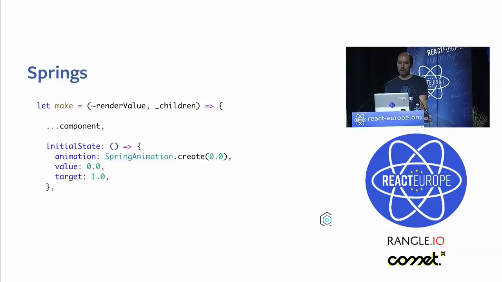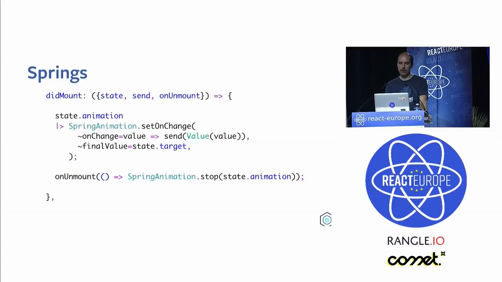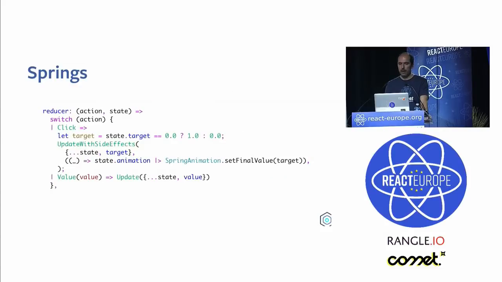So in this case, we're going to take as a prop a render value, just because we want to be a little bit flexible about how to show what the current value is. And then initialize the state by creating the animation. And on mount, we will specify the properties of this animation. So in this case, we specify what happens every time the value changes. Every time the value changes, we're going to send the action to the component so that the component state gets updated accordingly. And then we specify the final value. Now, what the reducer does is, let's look at the click.